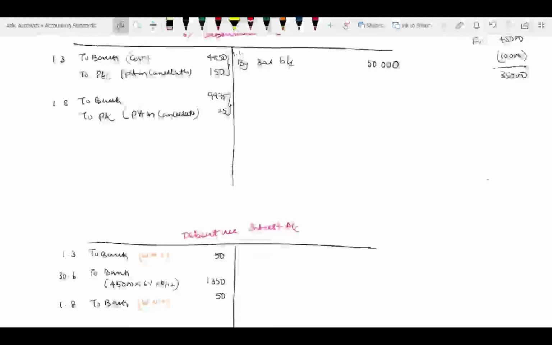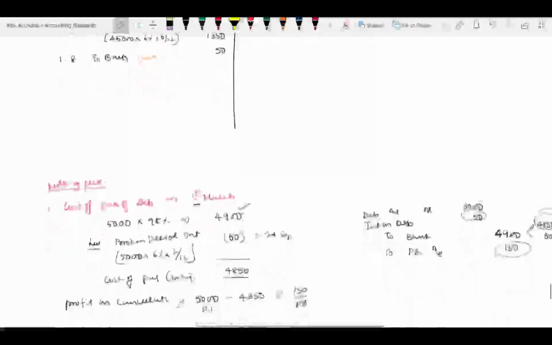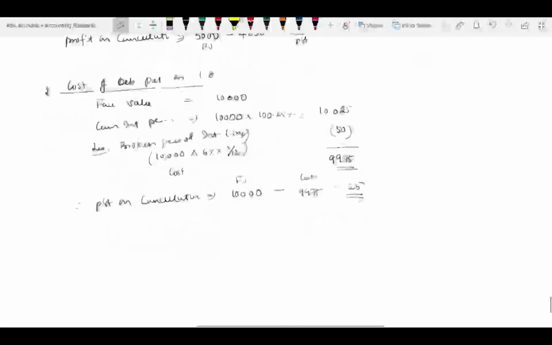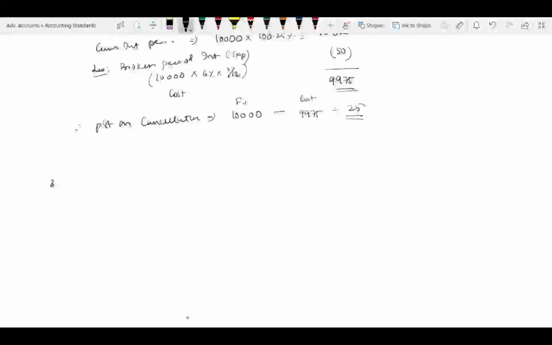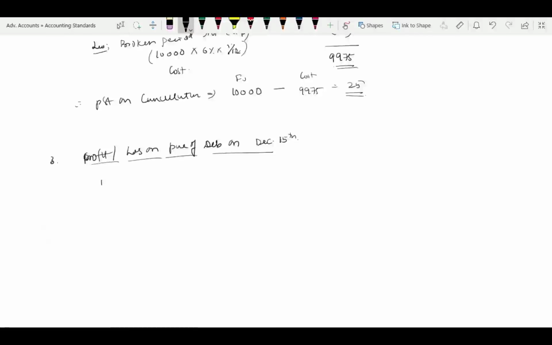On 15th December, again we purchased 2,500 at 98.5 ex interest. Correct? So therefore, third, computation of profit or loss on purchase of debentures on 15th December. Now let's go. The face value of debentures purchased is 2,500.